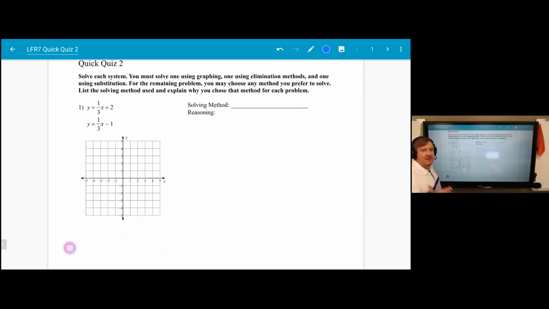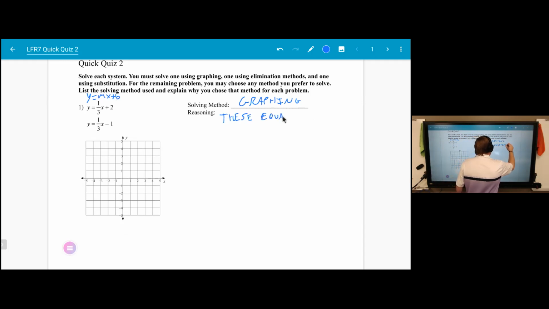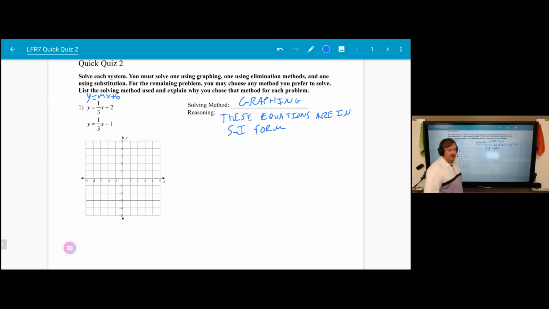If I'm looking at number 1, just like I said in the thought process video, I see these as an efficient way to graph because this looks like y equals mx plus b. So I'm going to do graphing. And why am I going to do graphing? Because these equations are in slope-intercept form, and we've graphed millions and millions of times with slope-intercept form.